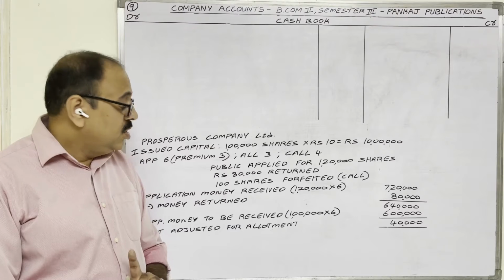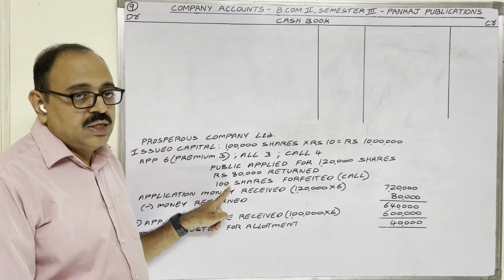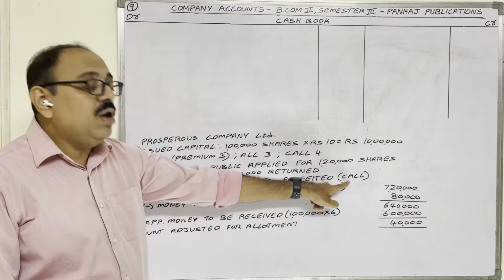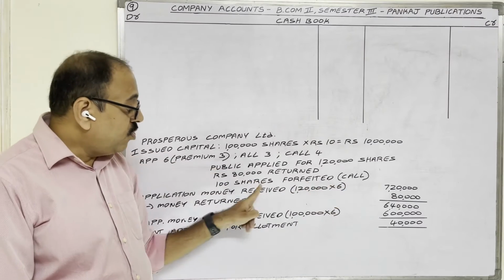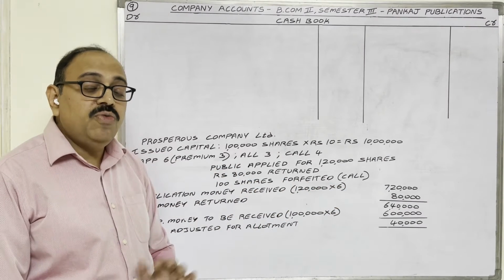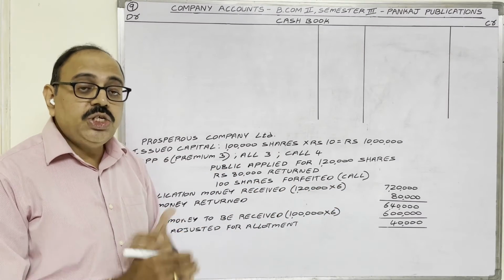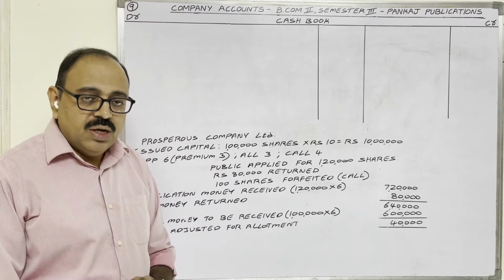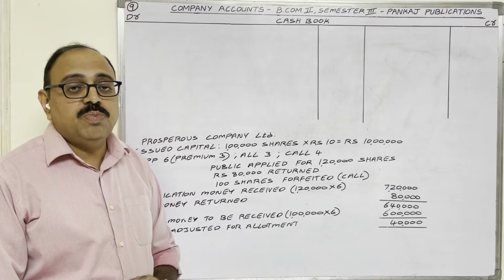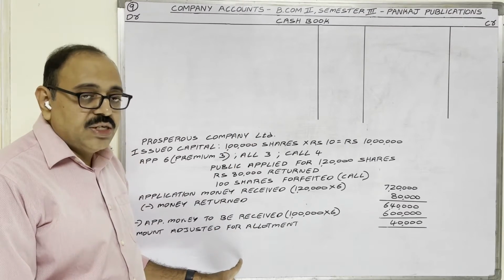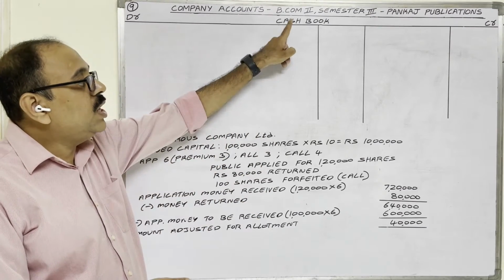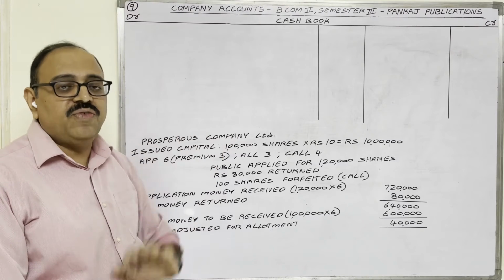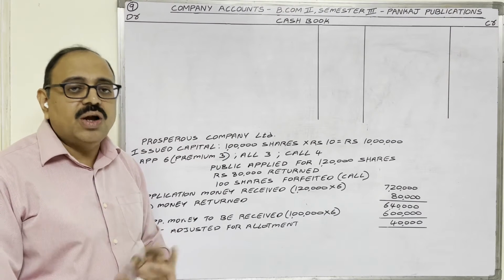One applicant who is holding 100 shares failed to pay the call money and the company forfeited his shares. Up to forfeiture only is given. Reissue of these 100 shares, that information is not given in the question. And finally, what is it asking us to prepare? For these transactions, it is asking us to show the cash book and the journal entries. The balance sheet is not asked.